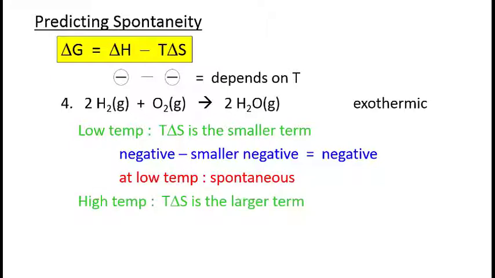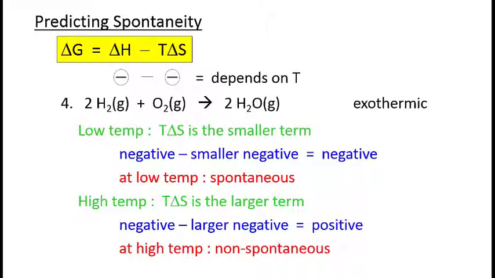At high temperature, T is large and T delta S is the larger term. A negative minus a larger negative is positive. This reaction is non-spontaneous at high temperature. This is a curious result because the explosion of the hydrogen balloon certainly seemed spontaneous. But remember that the border between low and high temperature is different for each reaction. This reaction, that started at room temperature and then heated up rapidly, must have been at low temperature. But this result suggests that if the reaction gets hot enough, its spontaneity may be reversed. Clearly, the temperature inside the balloon was at what we would call low temperature.